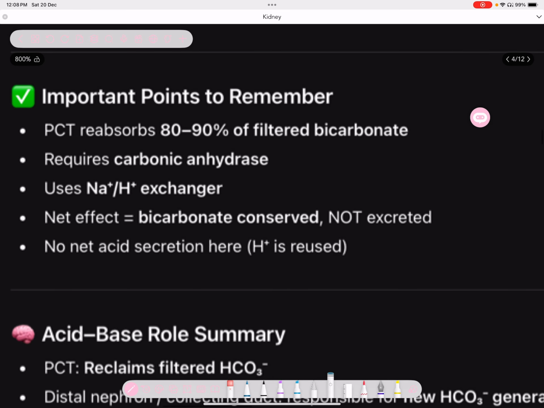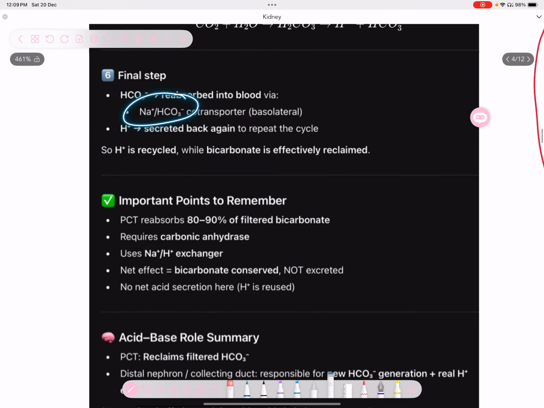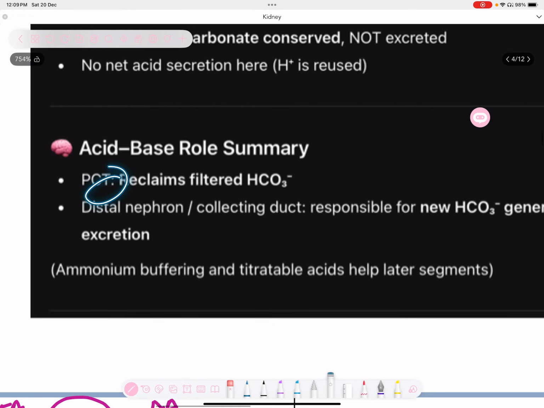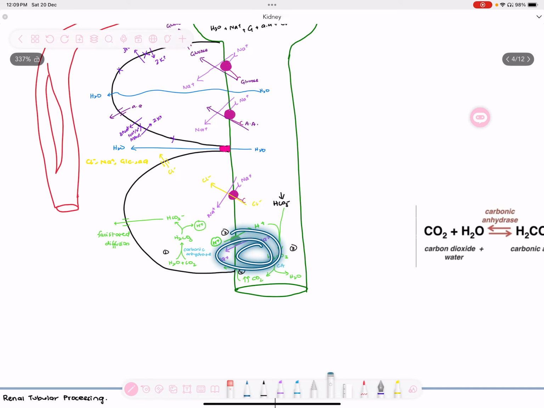So again, a summary. Your proximal convoluted tubule reabsorbs 80 to 90% of the filtered bicarbonate, and the enzyme is this, and you have the sodium proton exchanger on the luminal surface and the sodium bicarbonate co-transporter on the basolateral surface. So the summary is that the proximal convoluted tubule has to reclaim the bicarbonate, and the hydrogen is continually being recycled. So that's pretty much it.